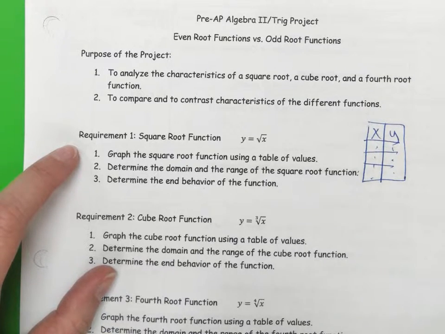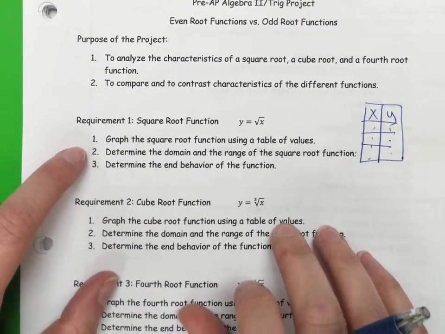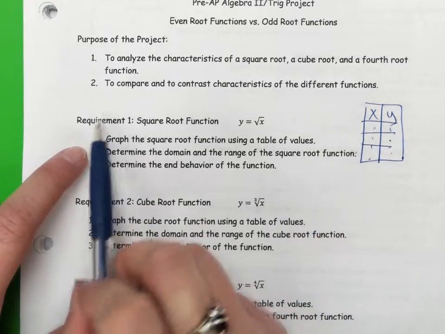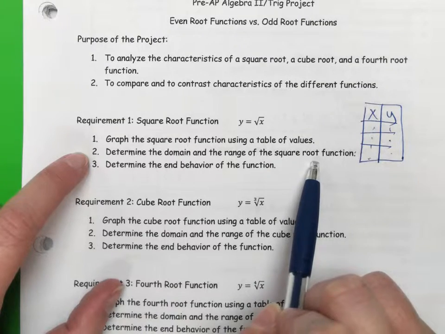Can we just make up whatever we want? No, ma'am. What technology are you using? You don't make up anything. You use your technology. Number 2, your requirement is to determine the domain and range, which we have done before. You have taken checkpoints and quizzes and tests.